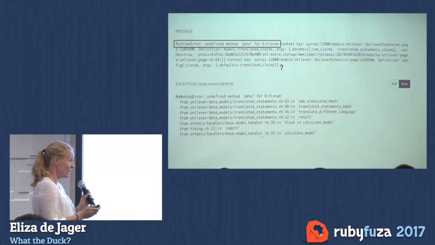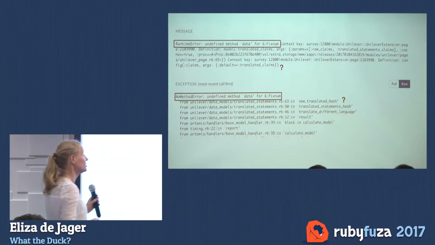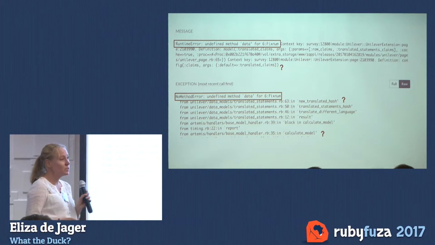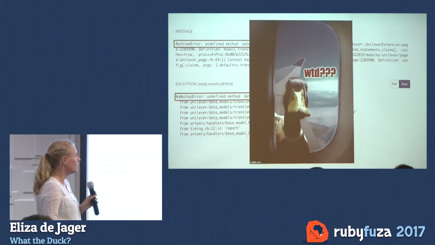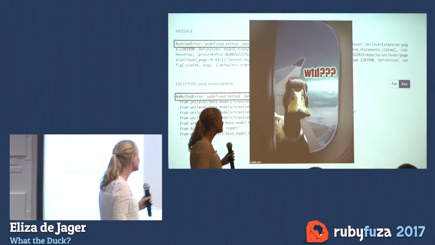But it's cool. We have a stack trace. So let's look at the stack trace. We see, oh, something went wrong in new translated hash. And we look a little bit lower down. And after a couple of minutes, you realize, actually, I don't know what the heck is going on here. Something went wrong, but I don't have a clue what.